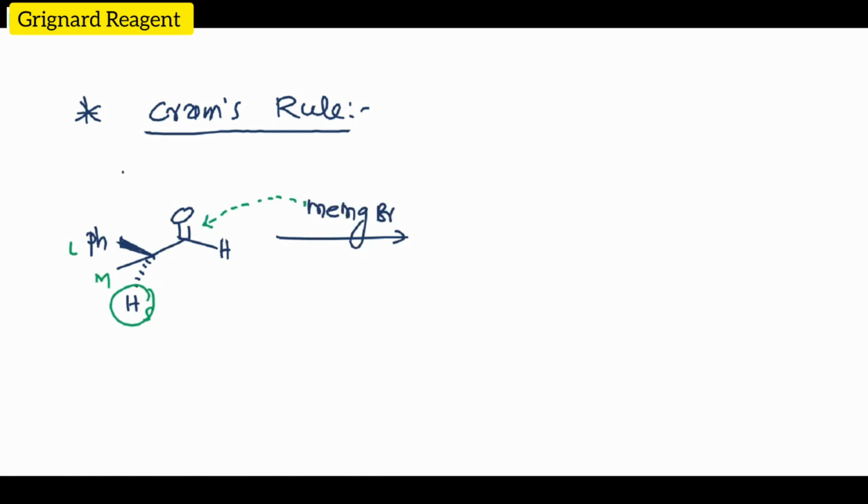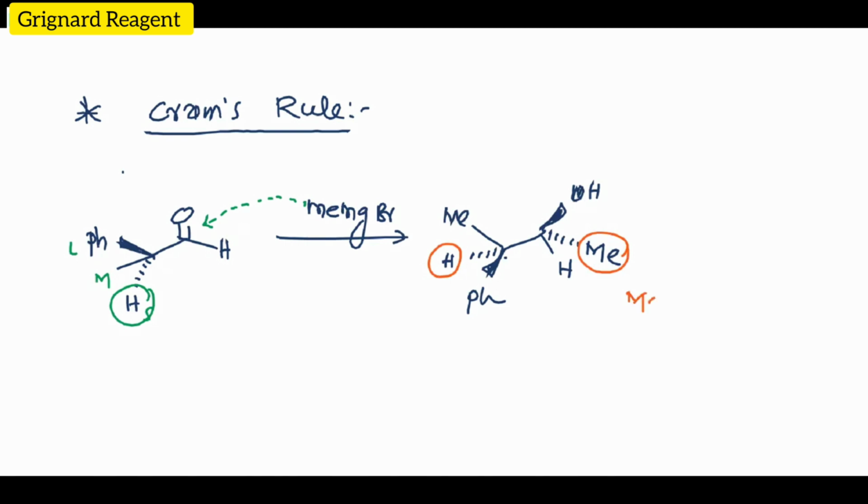The resulting product is the diastereomer, and if the hydrogen or methyl group is coming from the back side, then this OH should be on the other side. Hydrogen, OH, methyl, phenyl, OH. This is methyl, and this is hydrogen. Look at the hydrogen position. This hydrogen was previously on the back side, and your incoming reagent is also from the back side. So this is the major diastereomer that is going to be developed. That type of reaction is called a stereoselective reaction. So this is called Cram's rule.